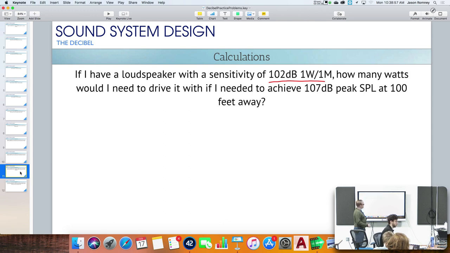The way I would do it is I would want to ask myself, if I'm delivering 107 dB at 100 feet away, how much did I lose making that trip? So I'm just wanting to know, if I'm making 107 dB at 100 feet, how much am I making at 1 meter? That's what I'd want to find out. And then I can compare that against my sensitivity and get a power level. Because I know that in order to make any number of sound at 100 feet away, I'm going to give up a ton of it making that trip. So how much am I giving up?